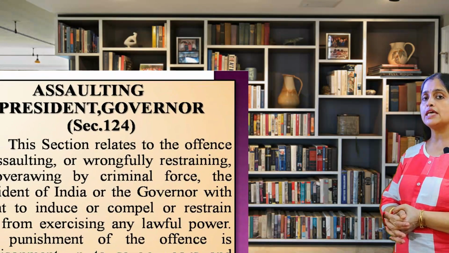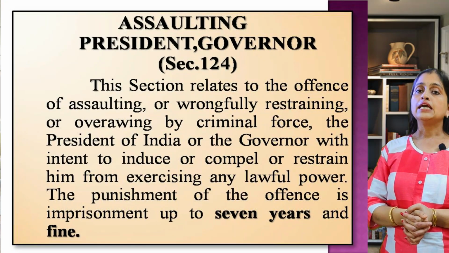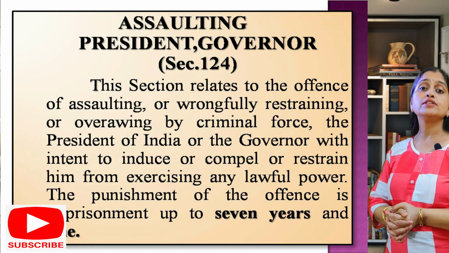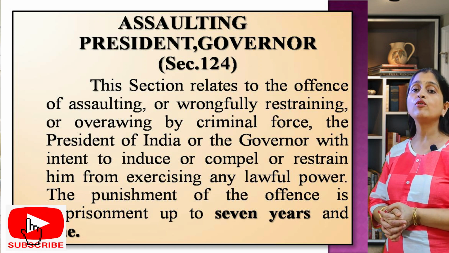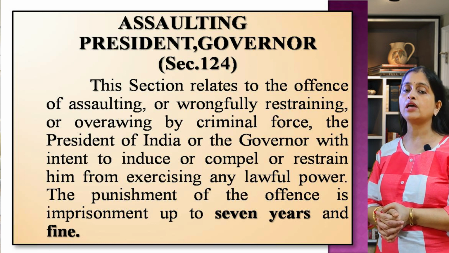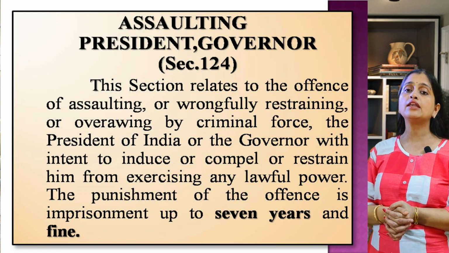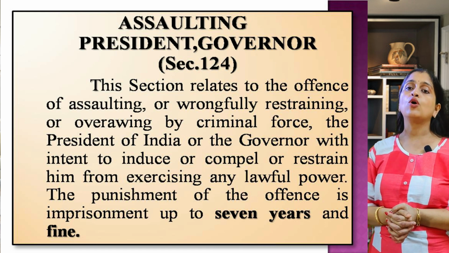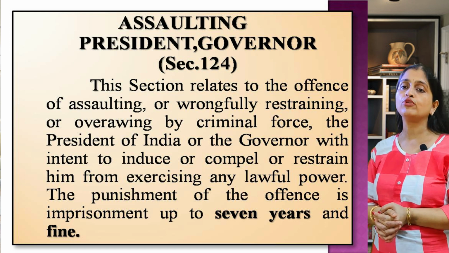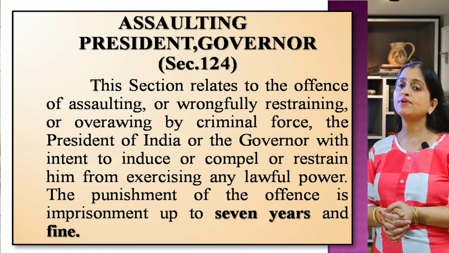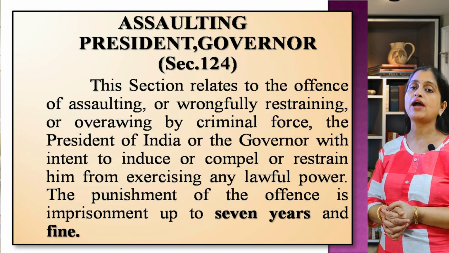Section 124 says assaulting President or Governor. This section relates to the offence of assaulting or wrongfully restraining or overawing by criminal force the President of India or the Governor with intent to induce or compel or restrain him from exercising any lawful power. The punishment of the offence is imprisonment up to 7 years and fine.